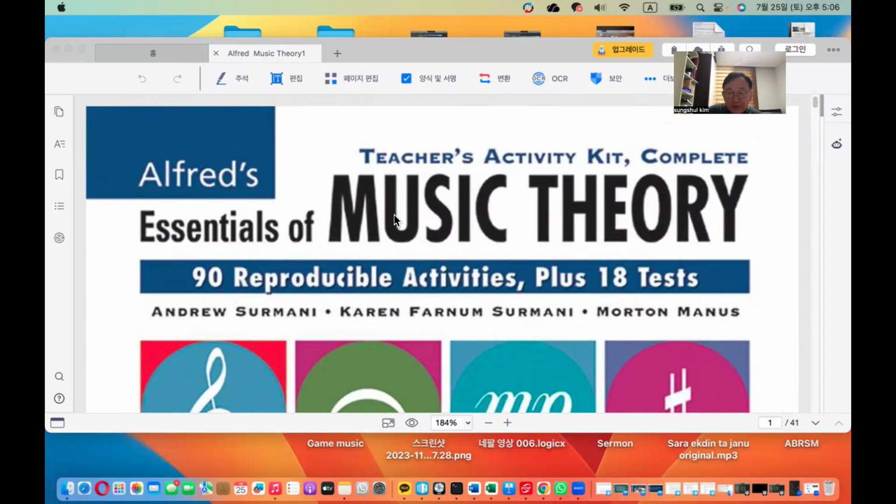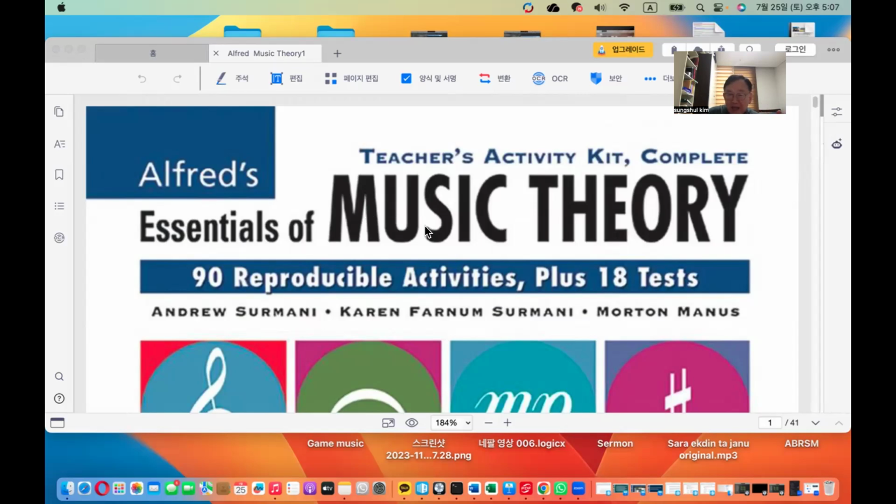I'd like to share about music theory. To become a good piano player, you need to know two things. One of them is music theory, to play piano very well.